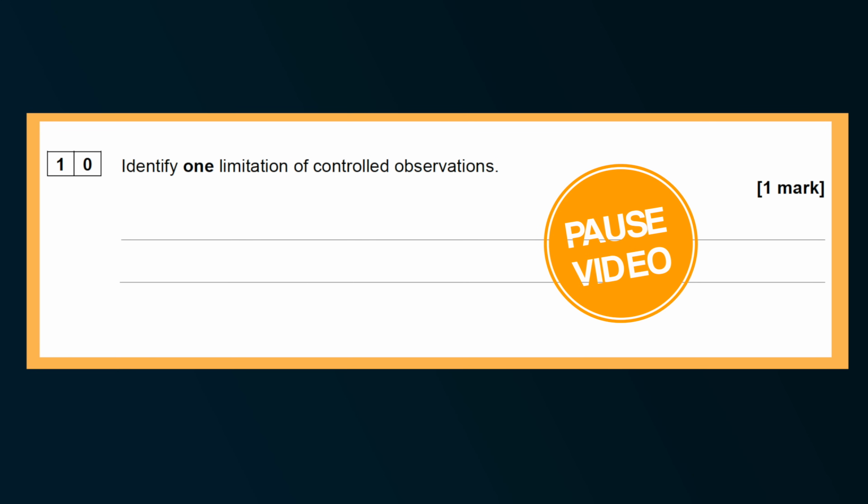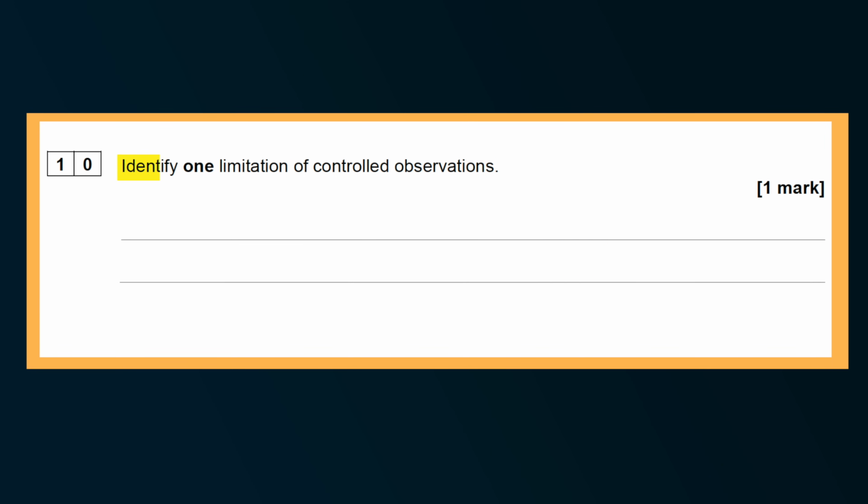Question 10. Identify one limitation of controlled observations, 1 mark. The command word is identify, so no need to describe or explain. Don't overwrite your answer, just state it. We have already thought about this when we annotated the scenario at the start. It lacks ecological validity, or you could say it cannot be applied to everyday life.